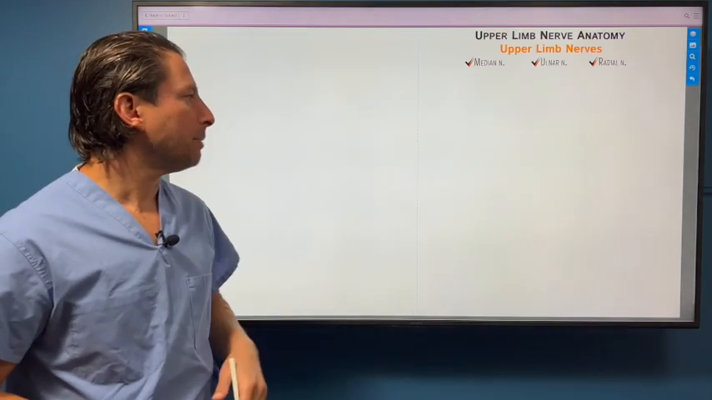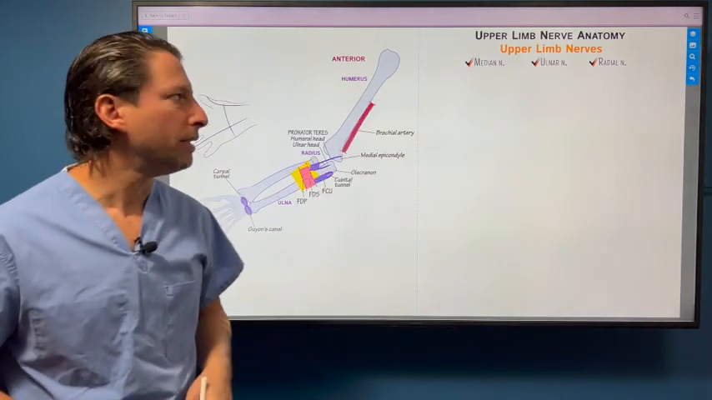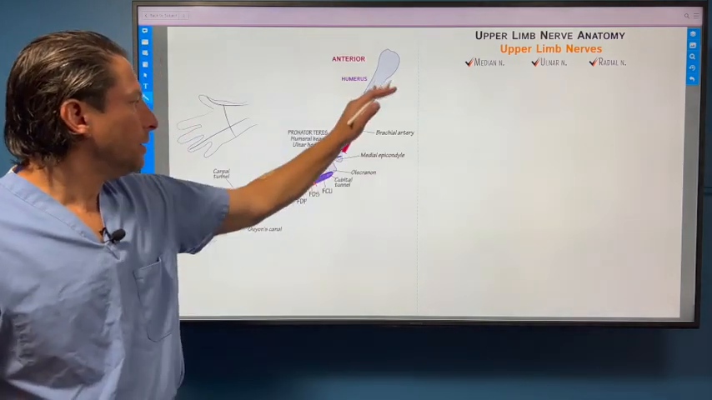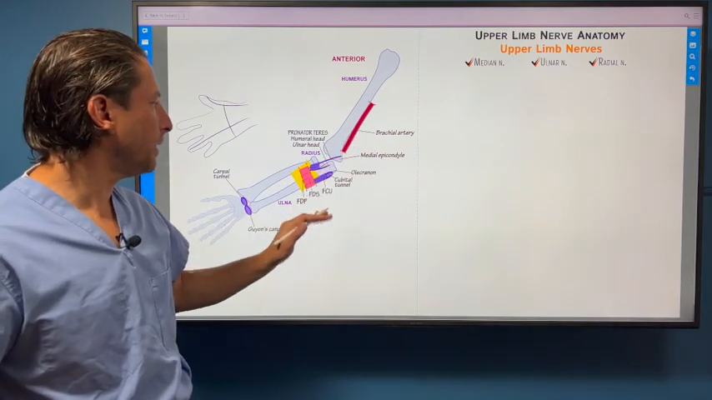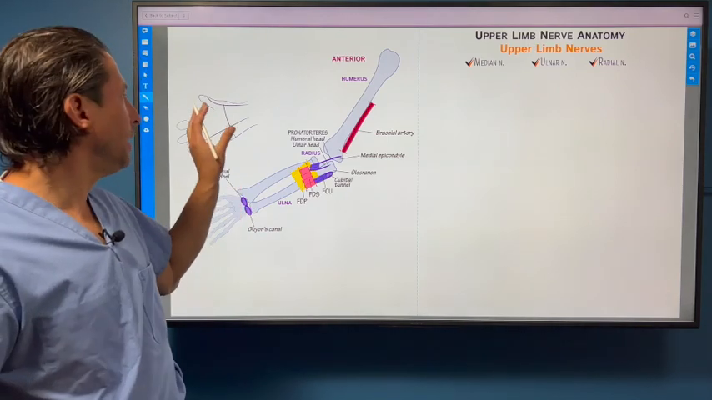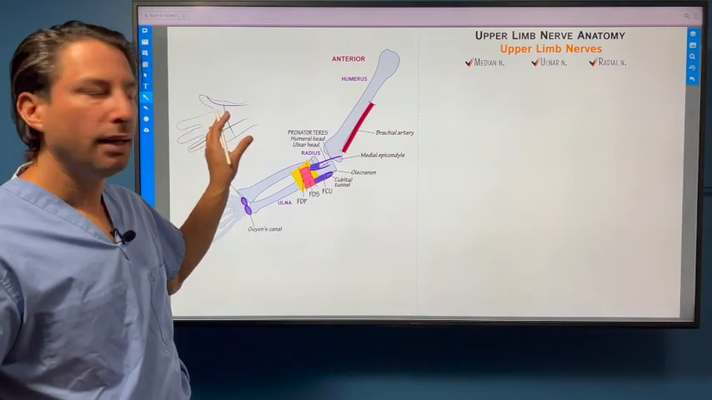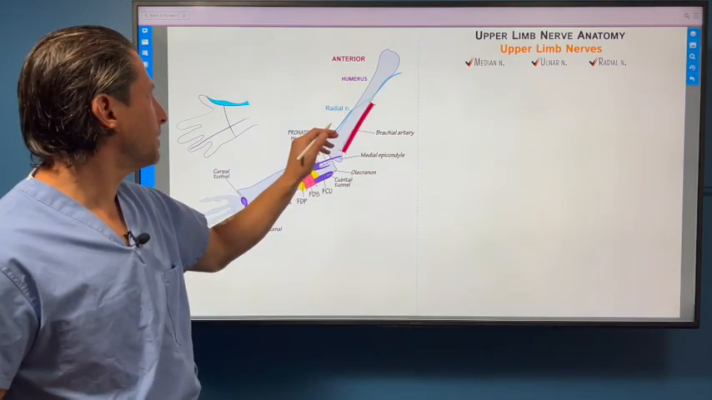Upper limb nerve anatomy. So median, ulnar, radial. Very important to know cold here. So here's our limb. Here's some key anatomical features. The brachial artery here, the cubital tunnel here, Guyon's canal and the carpal tunnel here, and then here's our sensory map of the palm. So radial nerve comes down posteriorly.